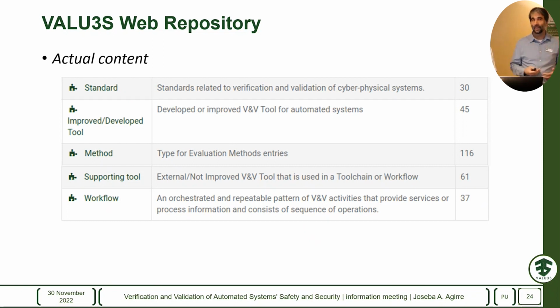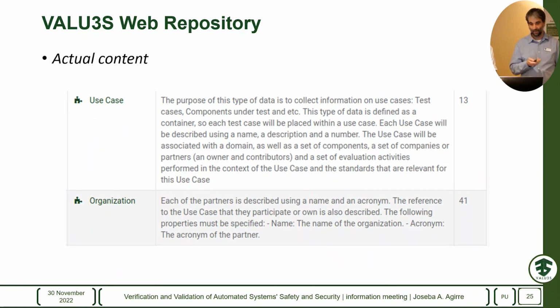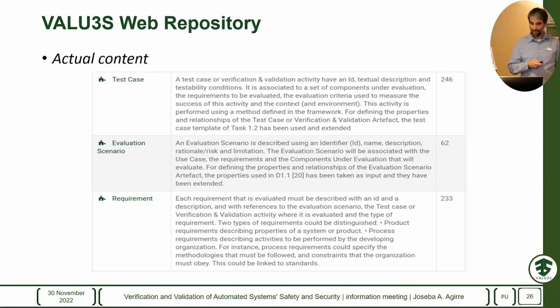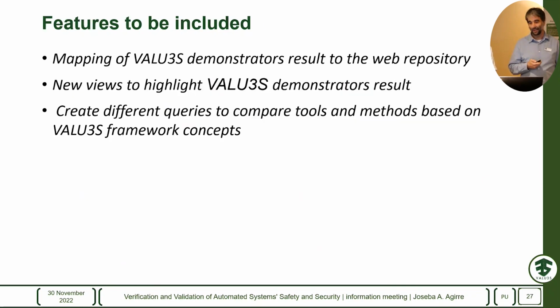That way, the community can have access to this state of the art, and they can get in contact with some partners to ask about their method or tool, because they are interested in it, or they can start improving it also. And the idea is that once the project ends, maybe the community can also add new methods, new tools, and new use cases to this public repository. Now we have 13 use cases and 41 organizations, test cases, evaluation scenarios, and requirements. And we are still working.